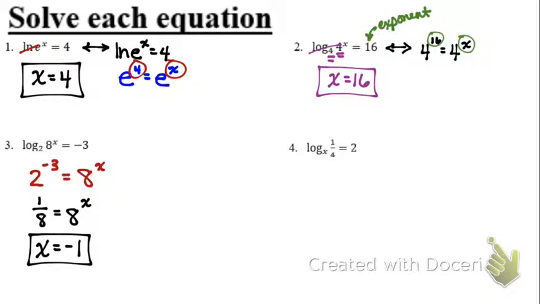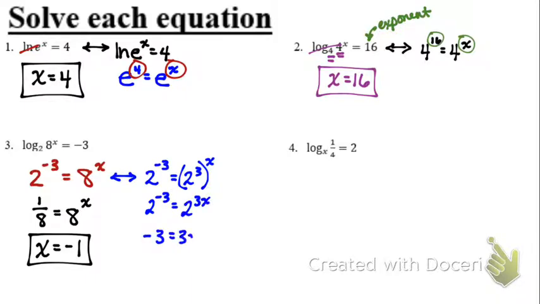No. Can anybody think of another way that we arrive at the exact same answer? 2 to the 3rd power. So right here, we could have had 2 to the -3 equals 2 to the 3rd to the x. So 2 to the -3 equals 2 to the 3x. -3 equals 3x. x is -1. That is another way to think through this. Same answer, different mental process.